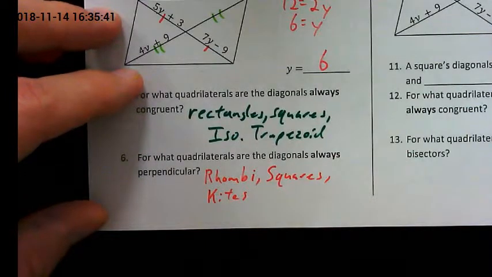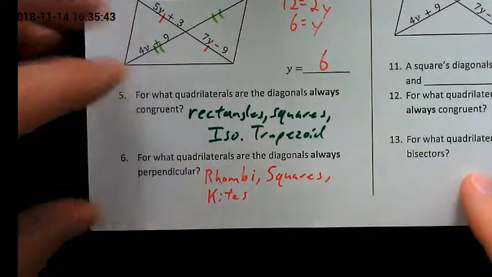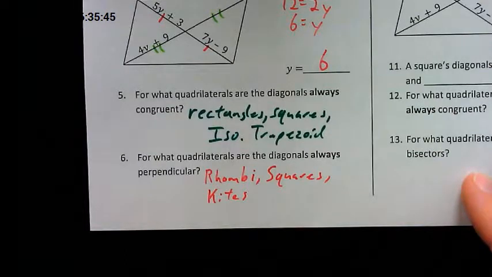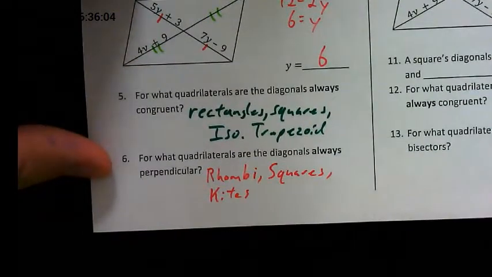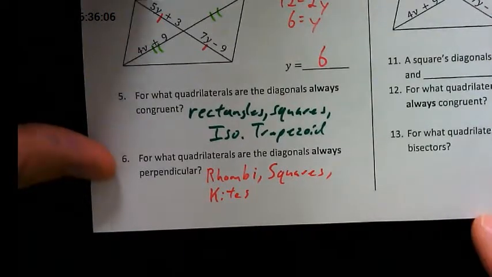For, say again? A square is always a rectangle. A square is always a rhombus. A rectangle or a rhombus is not always a square. Yeah, by definition, a square is both a rectangle and a rhombus. All right.